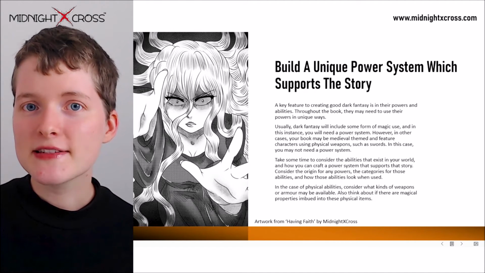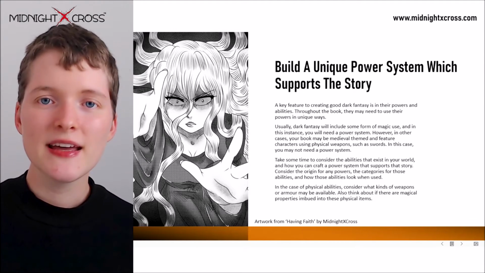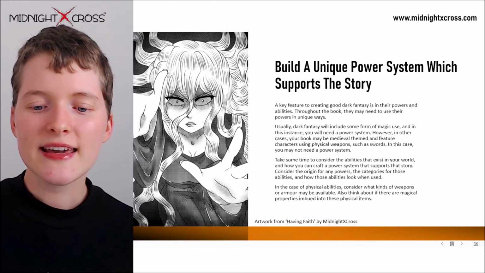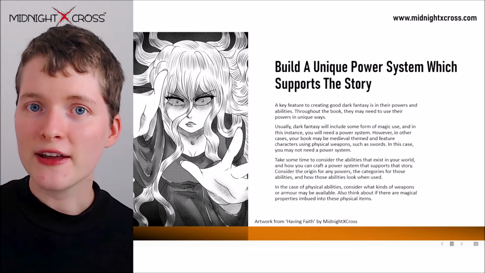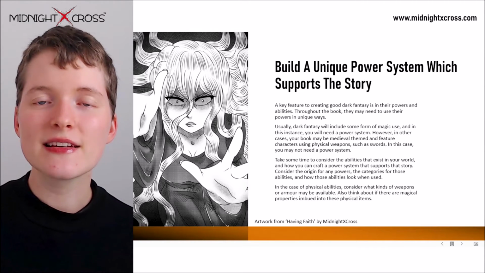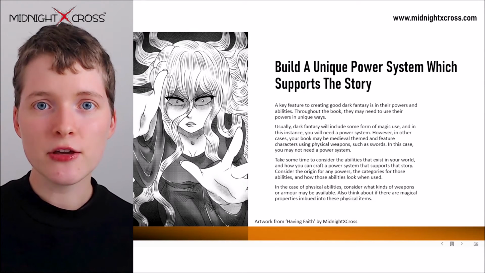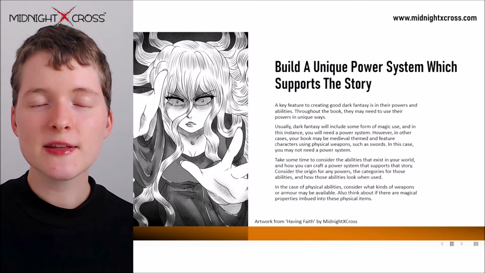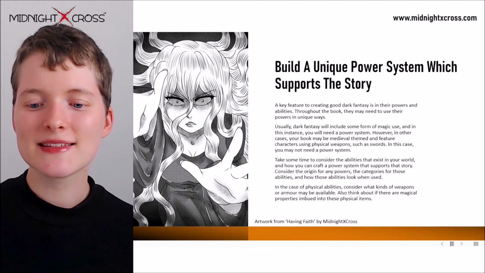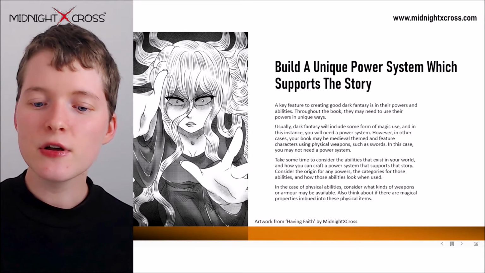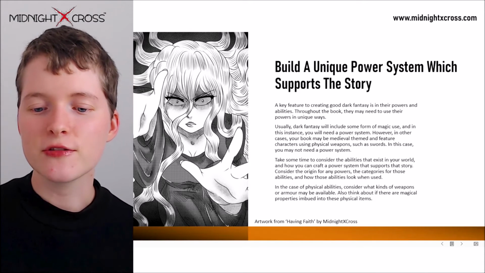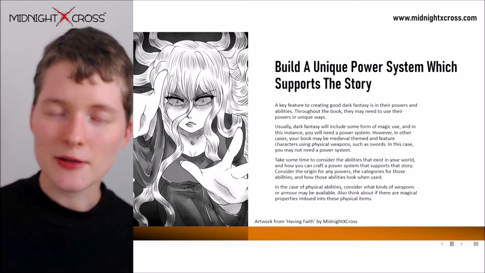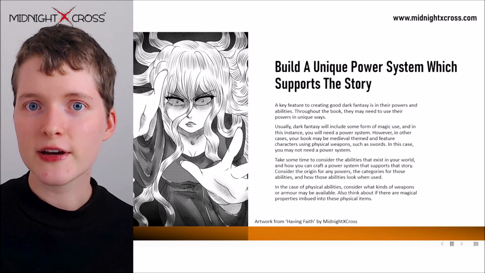Build a unique power system which supports the story. In a dark fantasy, the power system is also really important. A key feature to writing a good dark fantasy is to consider what kinds of abilities your characters have and how they may use those abilities in your story. Throughout the book, they may need to use the powers they have in unique ways. Usually dark fantasy will include some form of magic use, so you need to consider how they may use those powers and abilities to support them in the story.